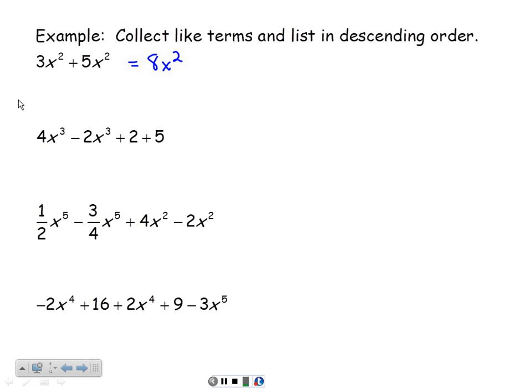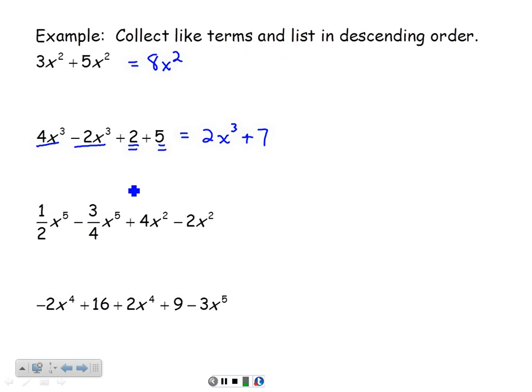But what I can put together is 4x to the third minus 2x to the third, which is going to give me 2x to the third. And then I have a 2 plus a 5, which is going to give me a positive 7. And again, look, it says collect like terms and list in descending order. So you're going to start with the highest exponent first and then go down from there.